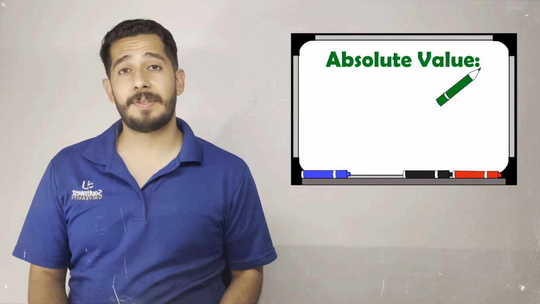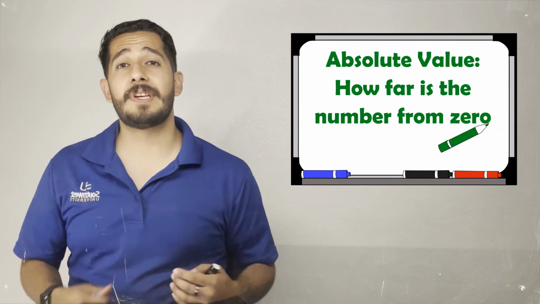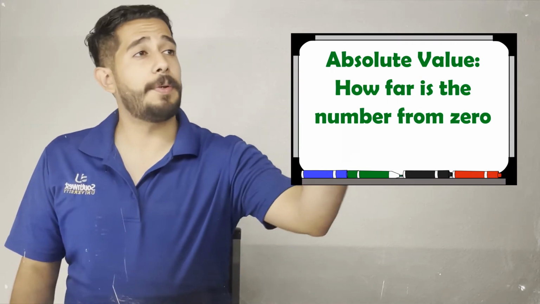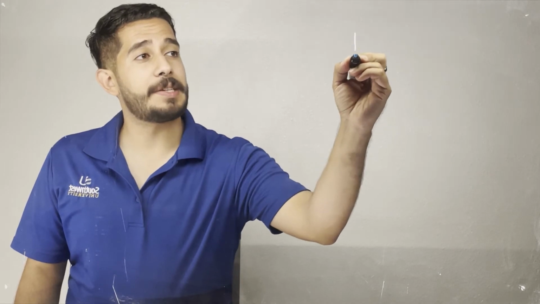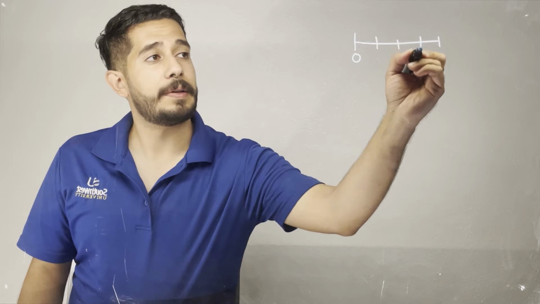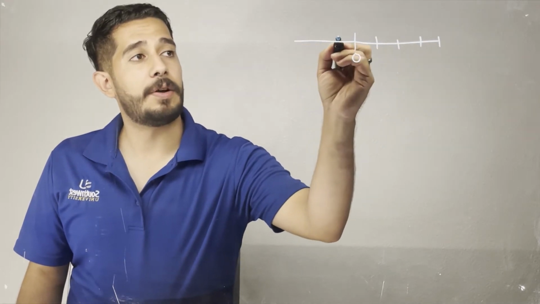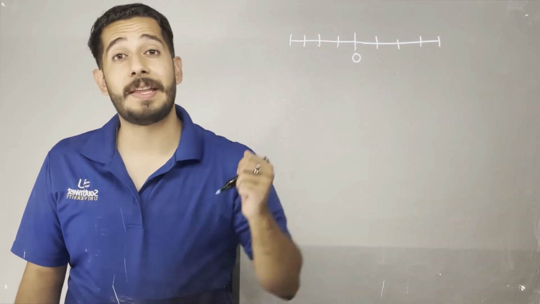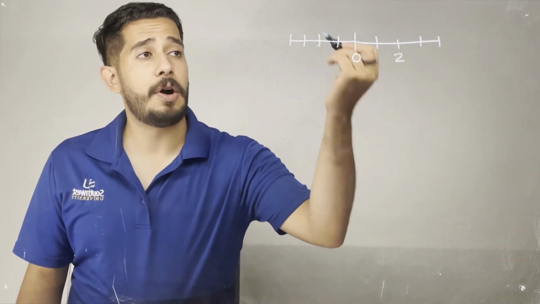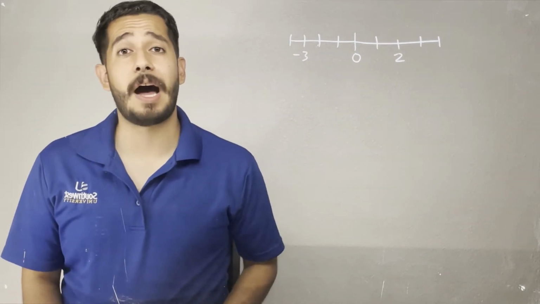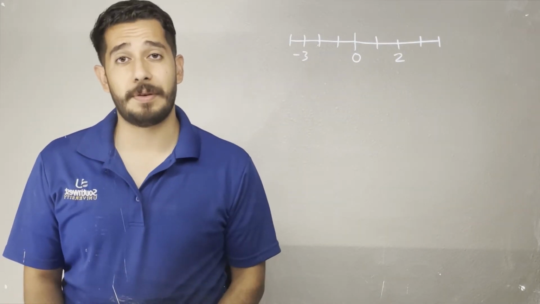The definition of absolute value, in simple words, is asking yourself how far is that number from zero. For example, if we have a line of numbers that starts at zero, extends all the way to the right, and also extends all the way to the left, we're trying to find the absolute value of 2 or the absolute value of -3. We're going to be asking ourselves how far are those numbers from zero.